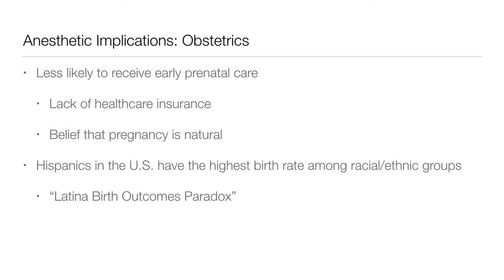Additionally, barriers are likely to include language and cultural incompatibility between women and their prenatal care providers, lack of understanding of the importance of prenatal care, and fear of the effect of seeking care on immigrant status. Hispanics in the United States have the highest birth rate among racial ethnic groups. Despite being a vulnerable population due to their socioeconomic status and inadequate health care, babies born to Hispanic women, particularly to foreign-born mothers, experience lower rates of low birth weight and mortality compared to national averages. This phenomenon is known as the Latina birth outcomes paradox.